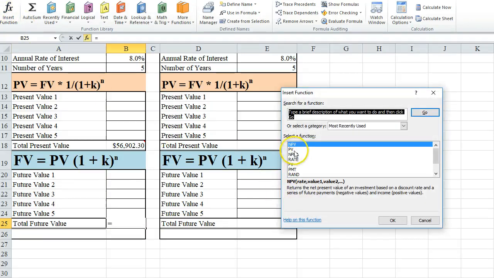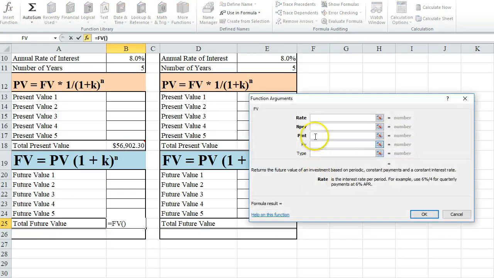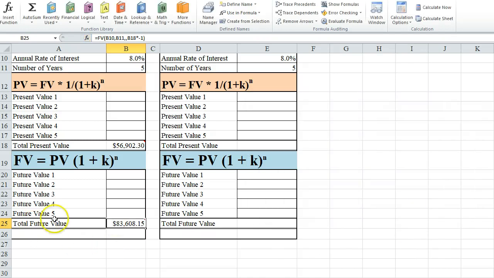Okay, so what we're going to do here is calculate the future value. So we're going to use our future value function, and we have the rate of 8%. We have the N per of 5, and we're going to use this as our present value. So we're going to put in this as our present value, and I'm going to multiply by -1 so we don't get a negative answer, and we hit OK. And this would be our total future value.